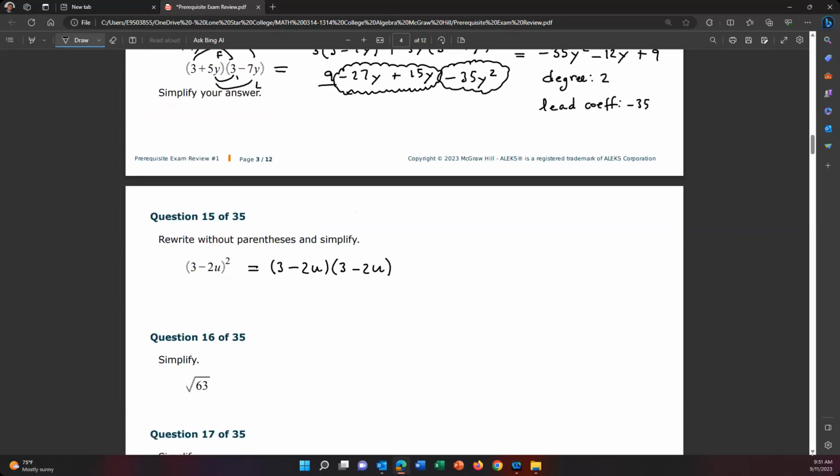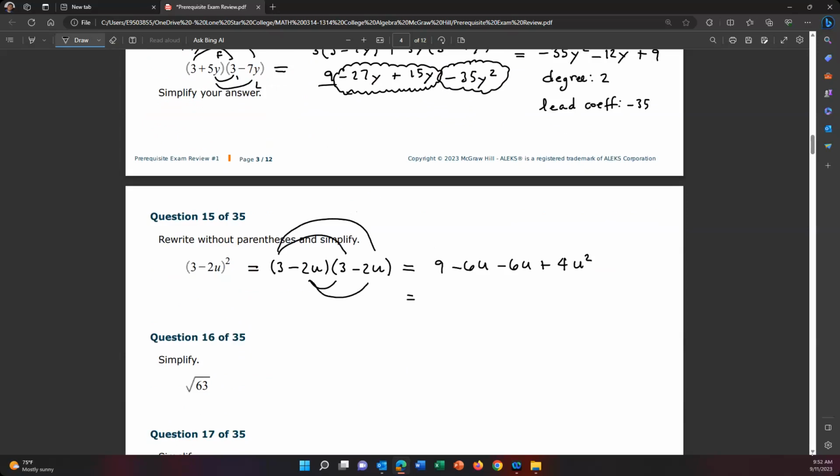Okay? And for this one, I guess I could use FOIL. The first term, so we get 9. The outer terms, we get negative 6u. The inner terms, we get negative 6u. And then the last terms, we get positive 4u squared. Why positive? Negative times a negative becomes positive.